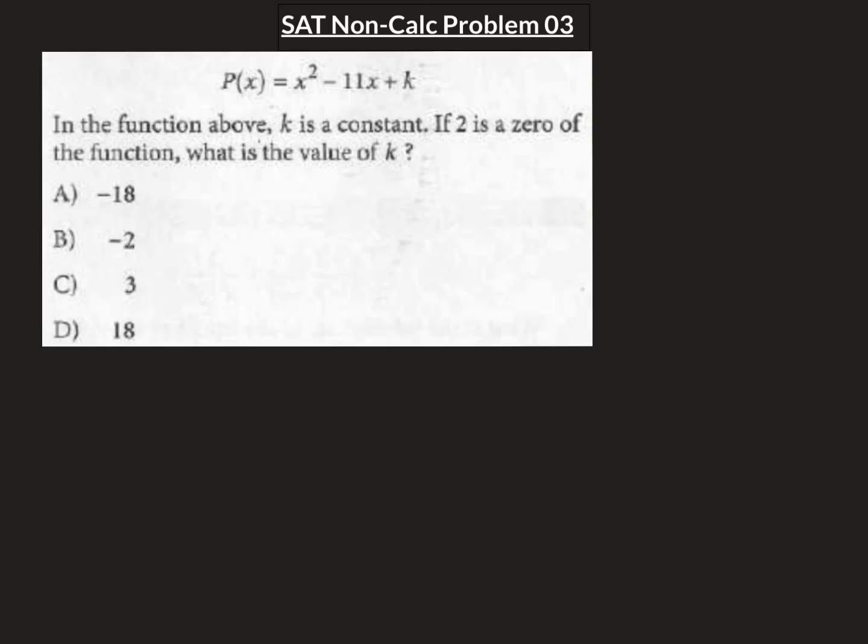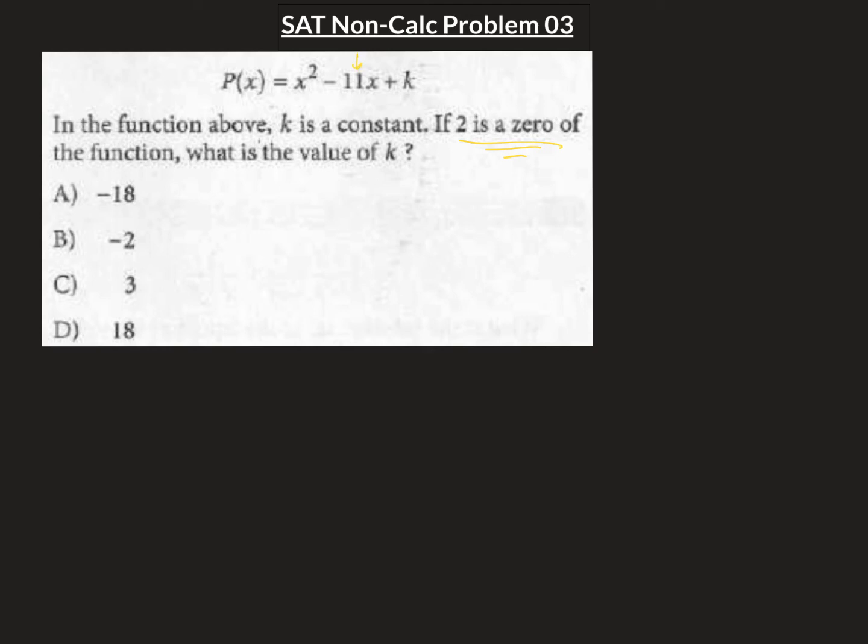Now for the final problem, we have p(x) = x² - 11x + k. In the function above, k is a constant. If 2 is a zero of the function, what is the value of k? To start, we're given one of the zeros, which is super important, because since we're given one of the zeros, we're able to find the other factor, or the other zero, because we have this middle value. So let's just write this out.